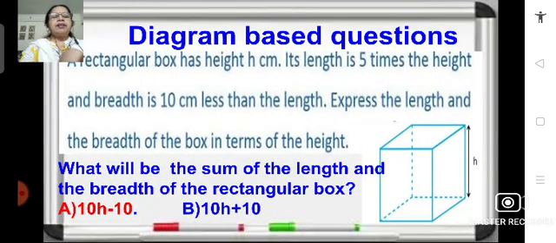Now, let's have a look at the diagram based questions. A rectangular box has height h centimeters. Its length is 5 times the height and breadth is 10 centimeter less than the length. Express the length and breadth of the box in terms of the height. What will be the sum of the length and breadth of the rectangular box?